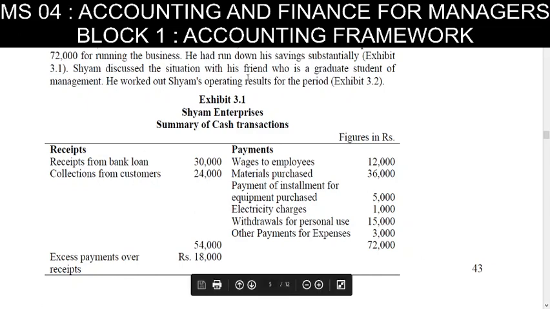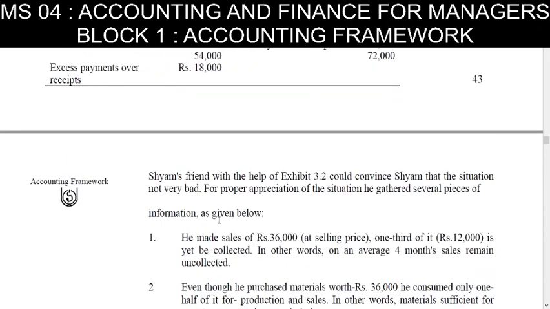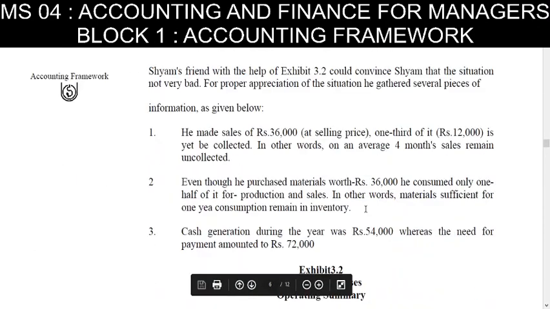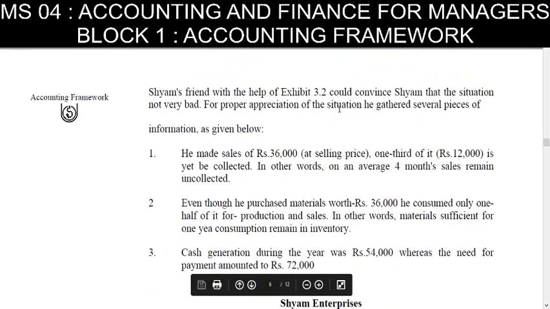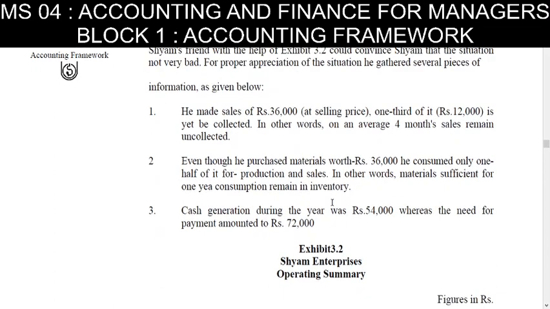Shyam discussed the situation with his friend, who is a graduate student of management. He worked out Shyam's operating results for the period. Shyam's friend, with the help of another table, could convince Shyam that the situation is not very bad. How did it happen? You see.